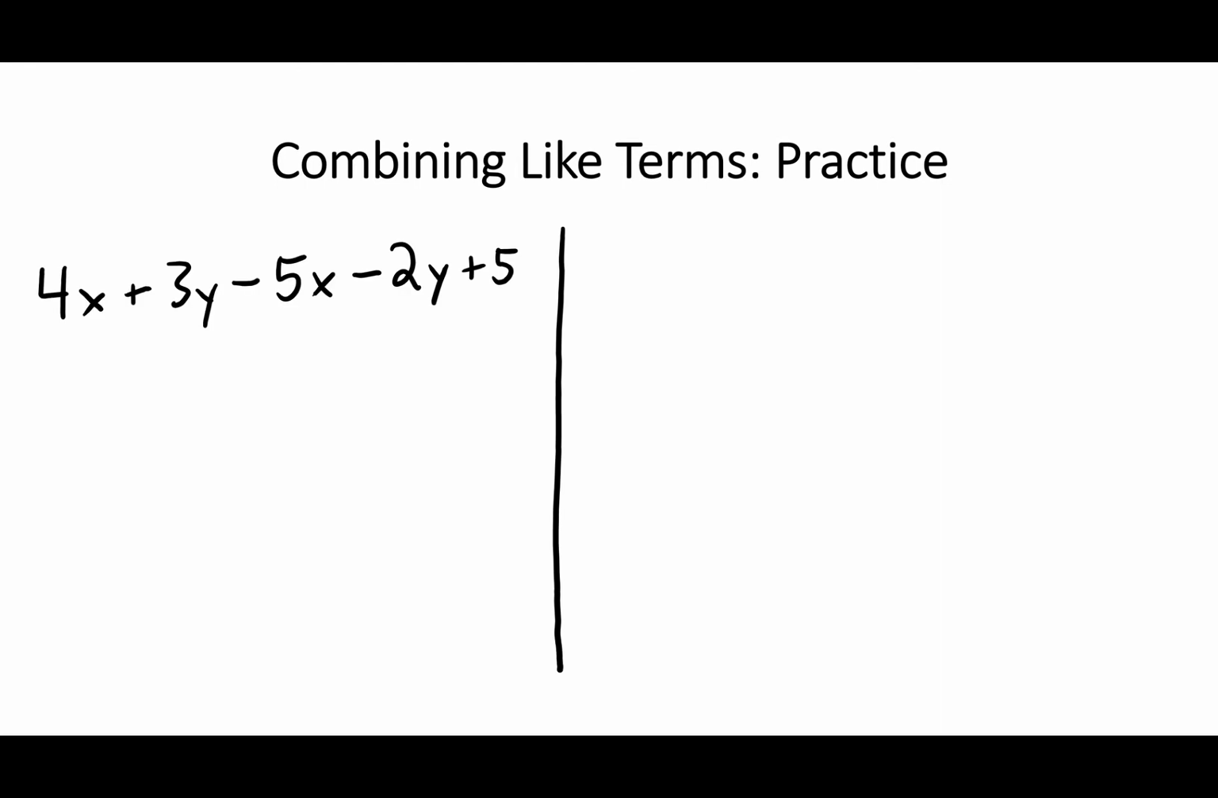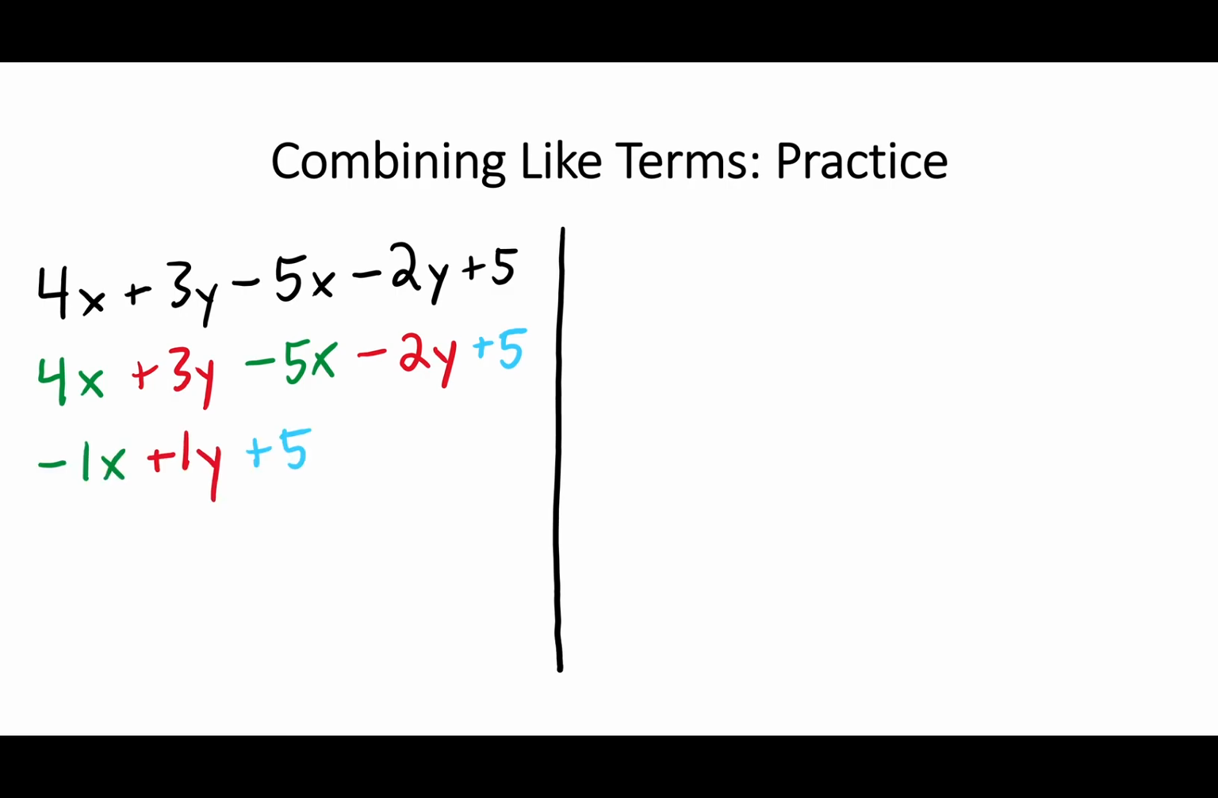Here we have option 1, 4x plus 3y minus 5x minus 2y plus 5. Voila, color code. Okay, you'll notice there's only one blue. You already know what your blues are going to be. You have nothing else that you can do to that blue. Let's start simplifying. You have 4x minus 5x. That's negative 1x. Then 3y minus 2y is going to be 1y. Then you have plus 5. The 5, you don't really have any other blues to work with, so the 5 stays by itself.